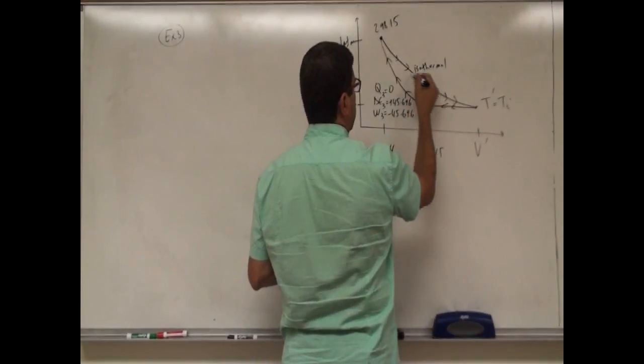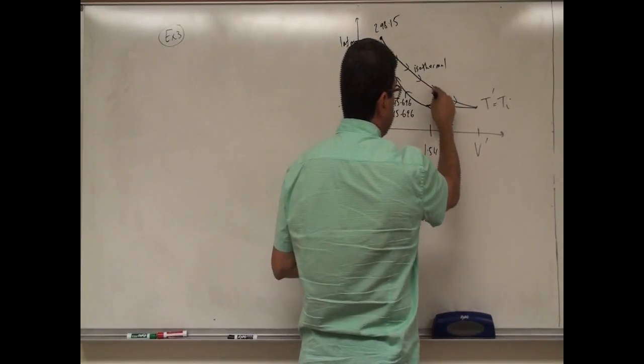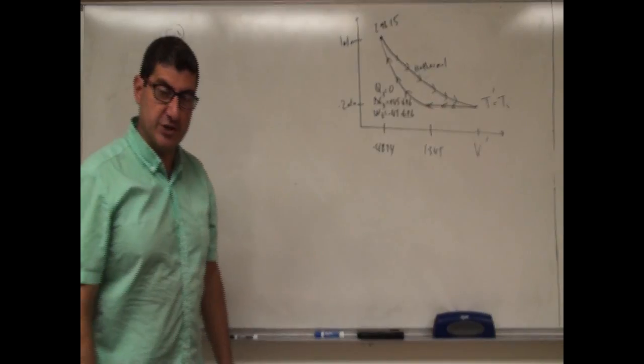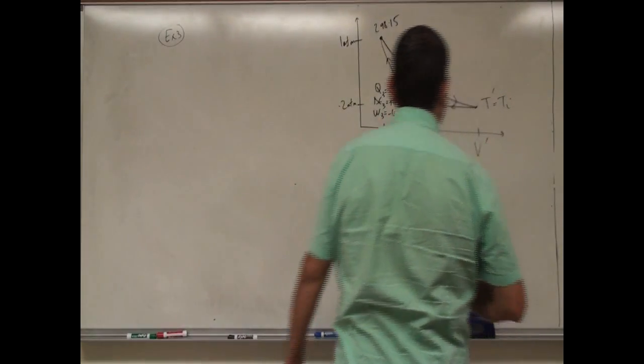So instead of going down isothermally and then cutting down isovolumically, right, this way, I'm letting it go longer. So is this going to be more efficient or less efficient? And let's see what the differences are, right? So let's calculate what V prime has to be.